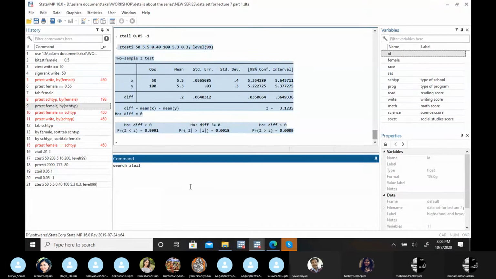Screen is not visible to whom? I think it's Divya only. It's visible to others.